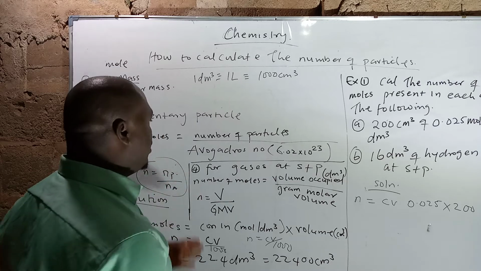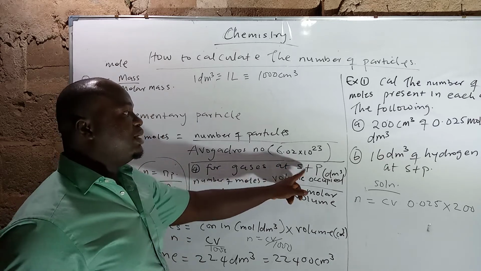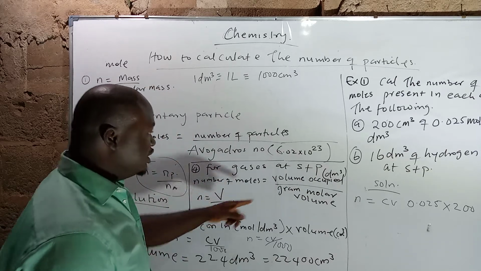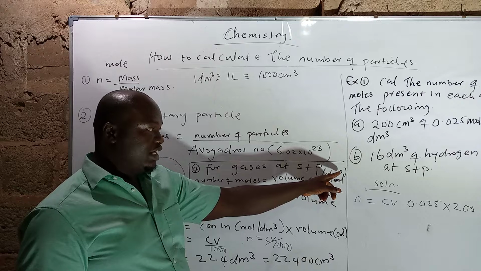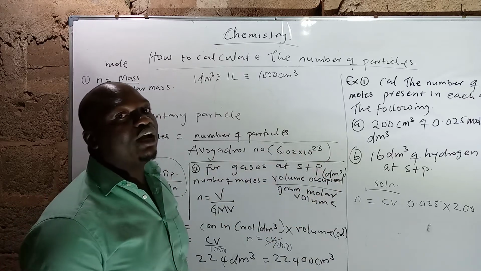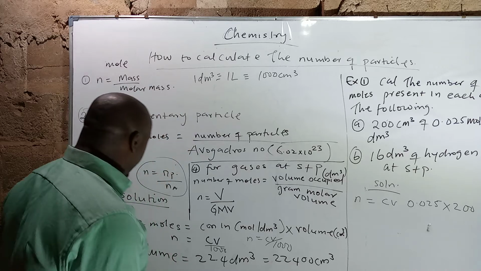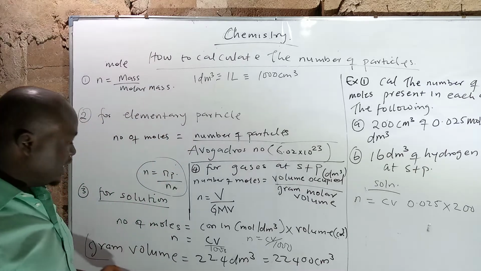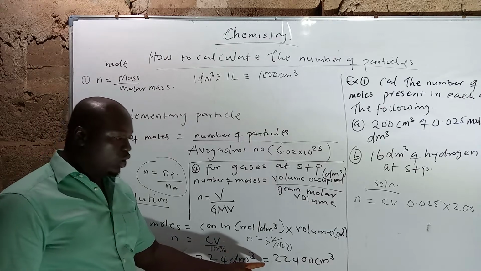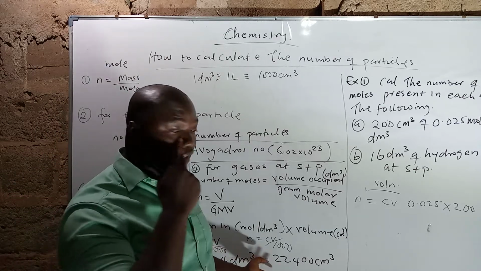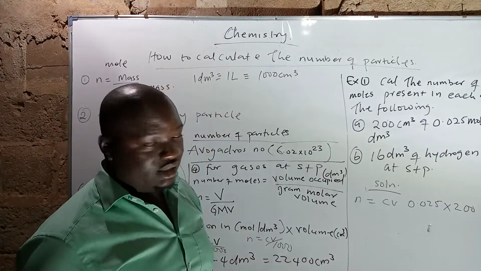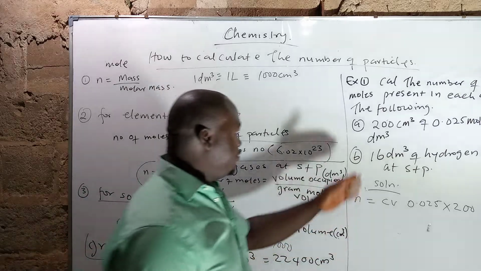Now to part 4, for gases at standard temperature and pressure. For you to calculate the number of moles is the volume occupied in dm cube all over the gram molar volume. Now you are going to say, what is the gram molar volume? Beautiful. The gram molar volume, look at where I wrote it here, is equivalent to 22.4 dm cube, or when you times it by 1000, it's equal to 22,400 cm cube.